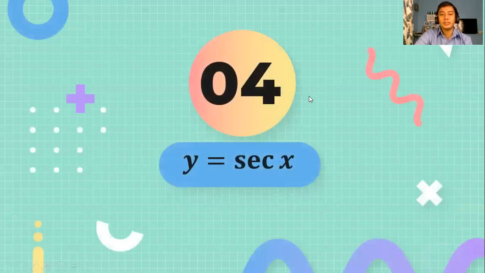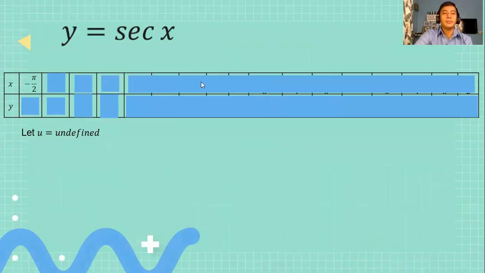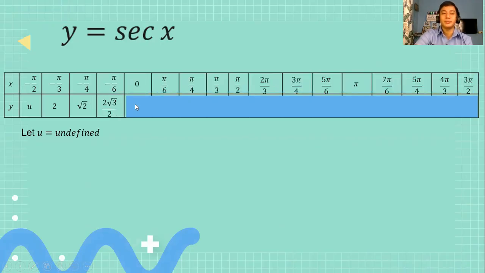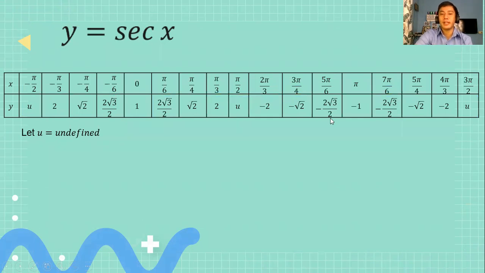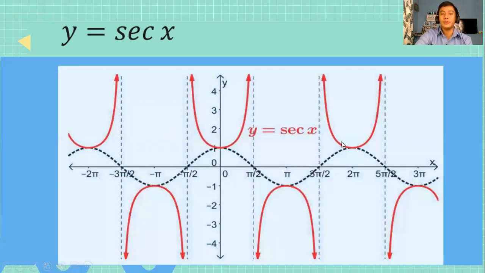Now let's talk about number 4. Y is equal to secant x. So we have, let's start with y is equal to secant of negative pi over 2, which is negative 90 degrees. So that is undefined. Negative 60 degrees, that is 2. Negative 45, the square root of 2. Negative 30 degrees, that is 2 square root of 3 over 3. Then it will also have periodic values across this table of values. So that is how it would look like.